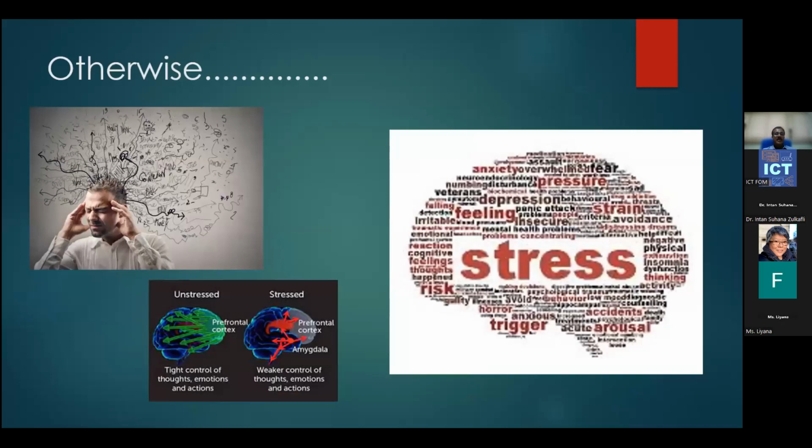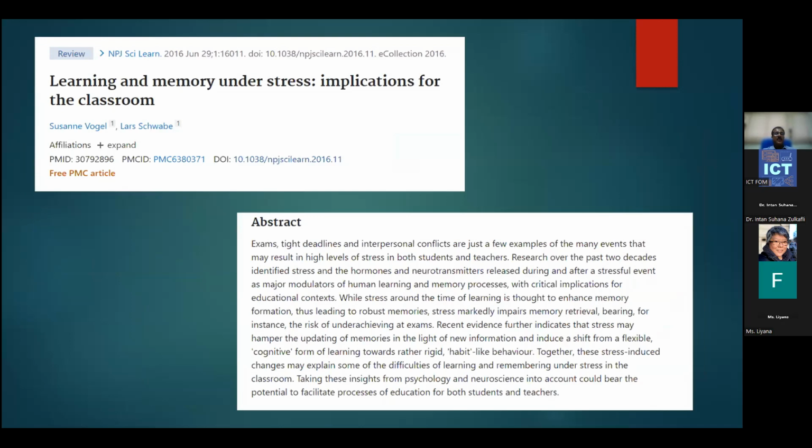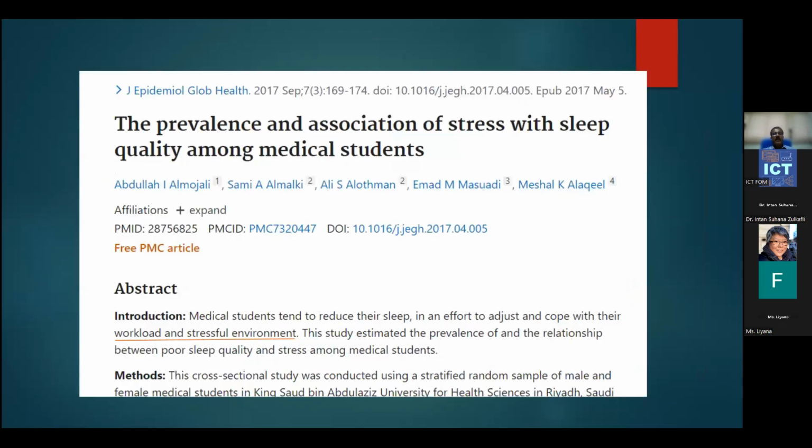Otherwise, we can end up with stress, which has been reported in the last few years. One paper came out in 2016: learning and memory under stress, implications for the classroom. And then the prevalence and association of stress with sleep quality among medical students, they reported, because they find it difficult to cope with their workload and stressful environment.